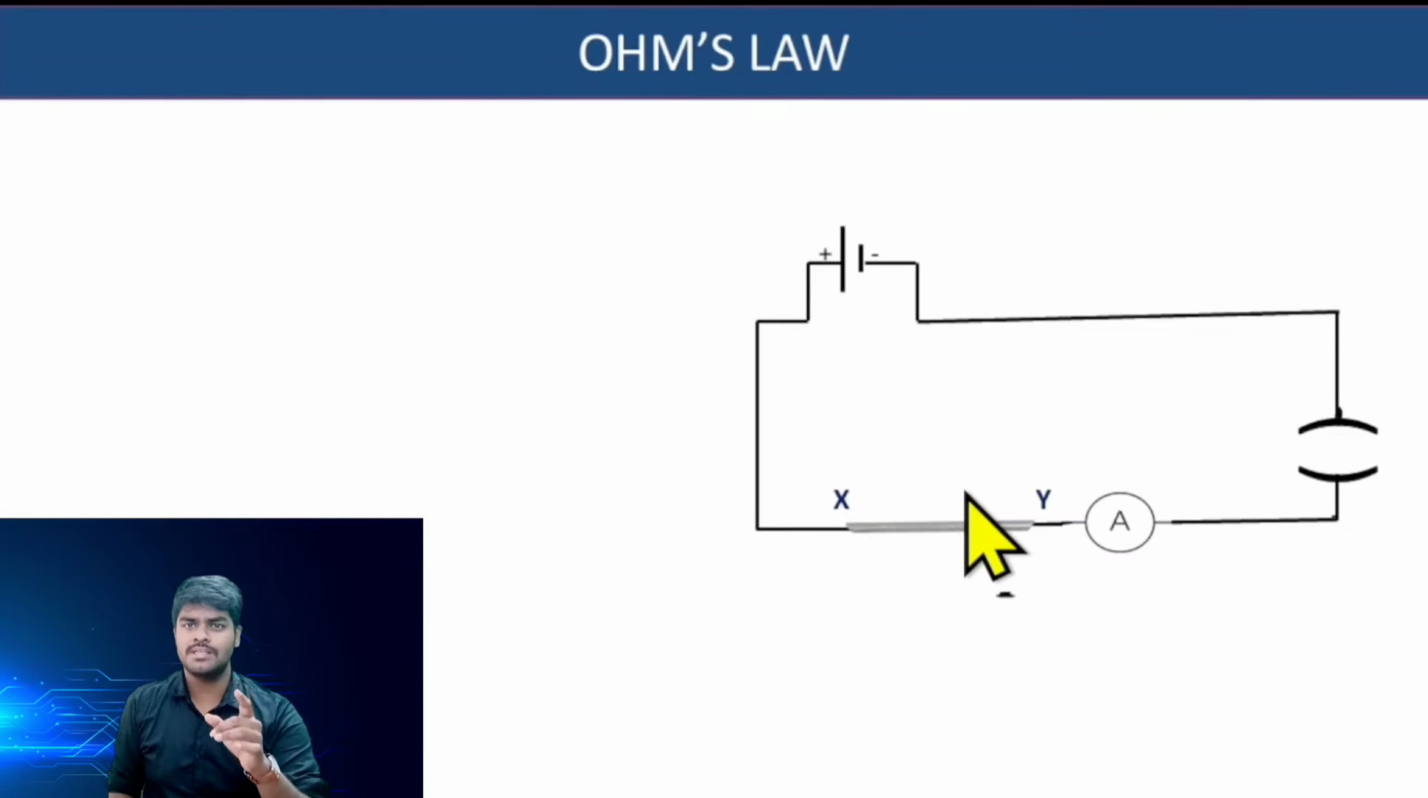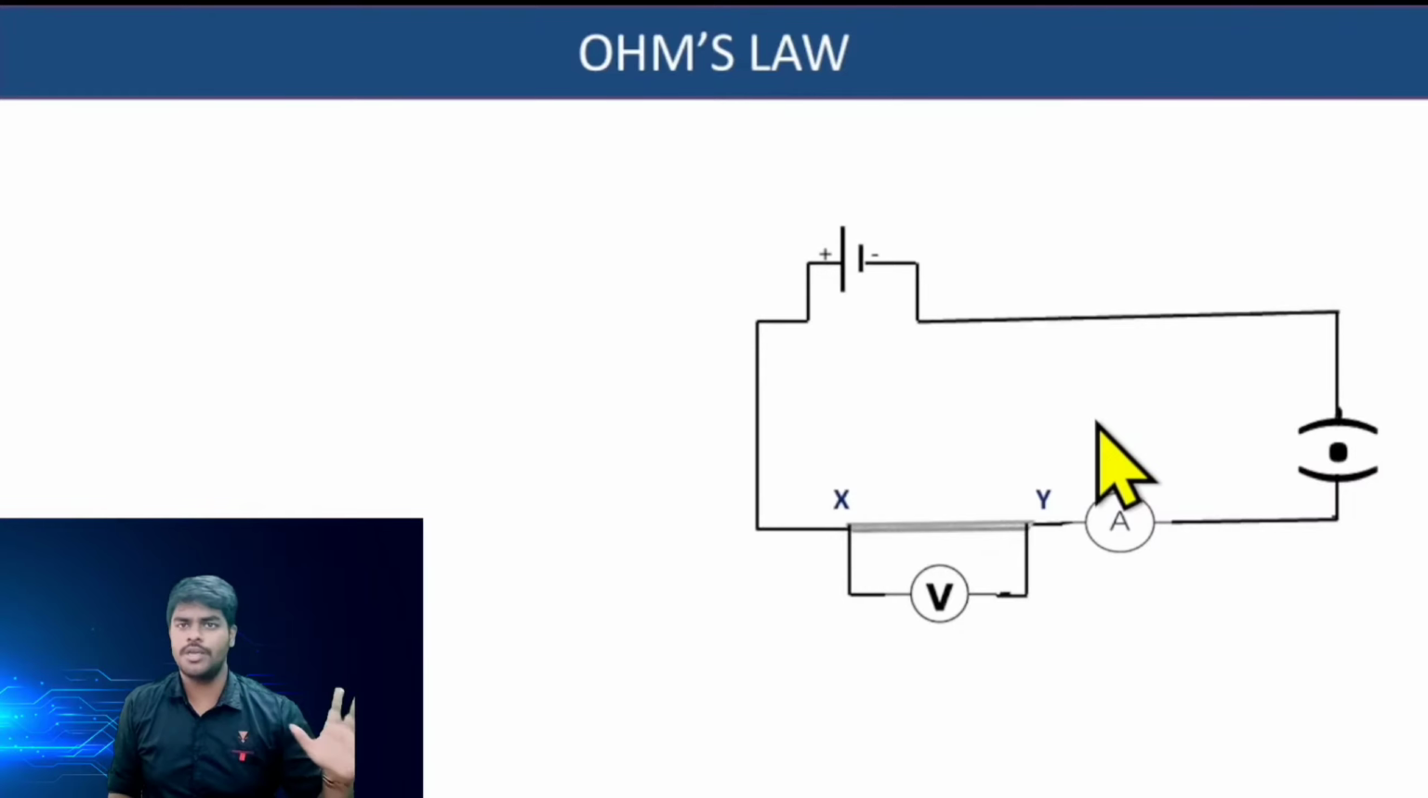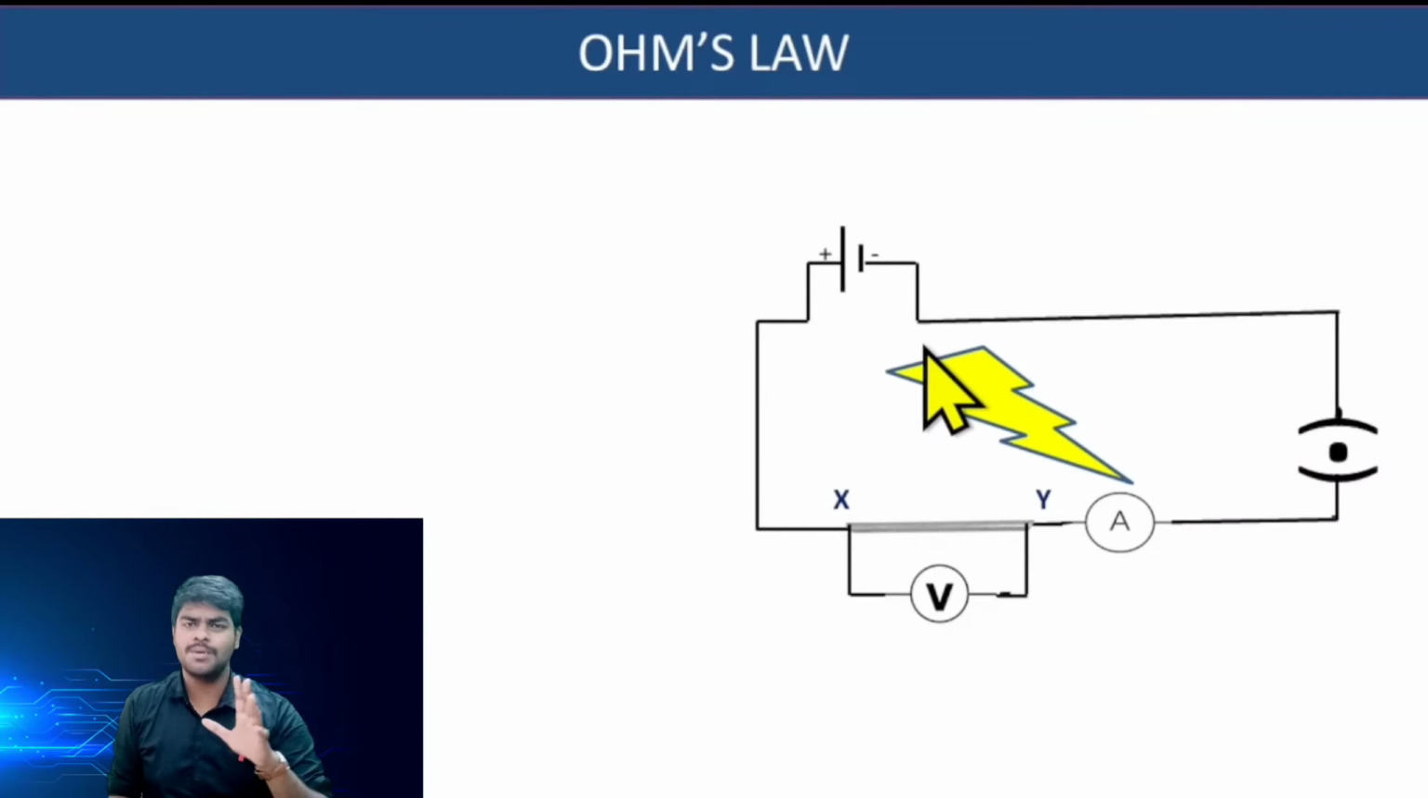Now I want to measure the voltage of the nichrome wire, so I connect the voltmeter across the terminals of the nichrome wire. Now I switch on the circuit. The current is flowing in the circuit. Don't think much about this symbol; it is just the indication of the current. Whenever I switch on the circuit, the current is flowing.